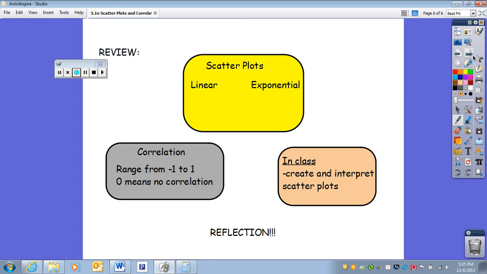Let's review. Scatter plots can be linear or exponential. The correlation ranges from -1 to +1, -1 being a perfect negative relationship and +1 being a perfect positive relationship. 0 means that there would be no correlation. In class, we're going to create and interpret scatter plots and take a look at their correlation.